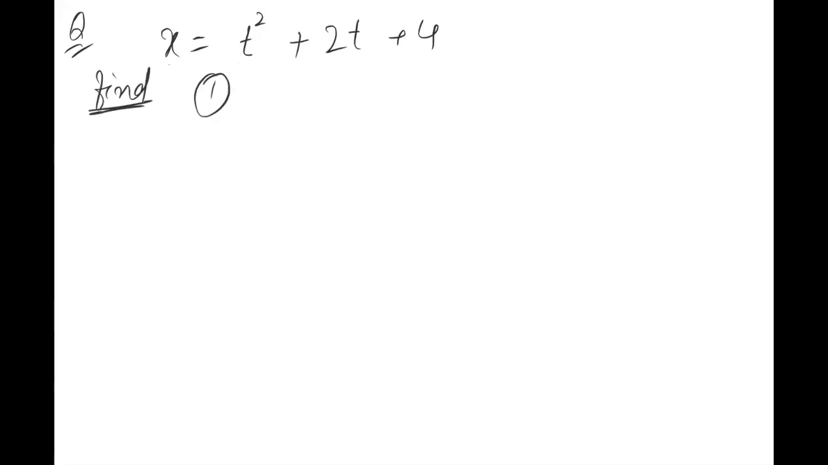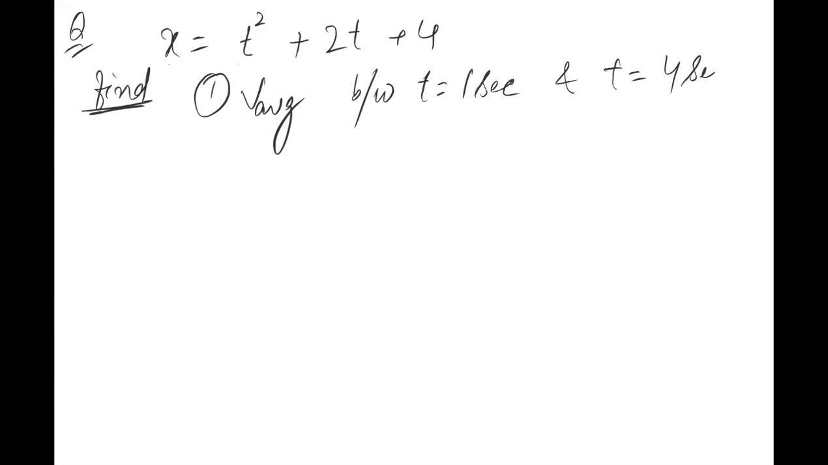Find first v average, that is average velocity between t equal to 1 second and t equal to 4 seconds. This is the average velocity that you are supposed to calculate. And second is instantaneous velocity at t equal to 2 seconds. Hurry up, don't commit any sort of mistake, please. Everyone, kindly solve it by yourself, honestly, and without committing any sort of mistake.